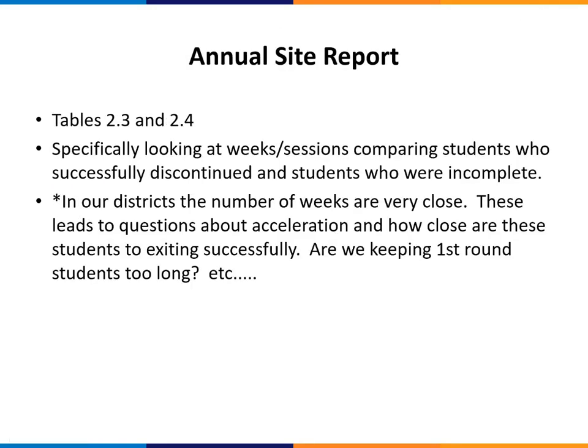Some teacher leaders have recommended that you start with tables 2.3, 2.4. Specifically, these tables look at weeks and lessons that students are getting and comparing students who successfully discontinued and students who were incomplete. This teacher leader happened to say in our district the number of weeks are very close. These led to questions about acceleration and how close are these students to exiting successfully? Are we keeping first round students too long, etc.? So let's take a look at table 2.3 and 2.4.